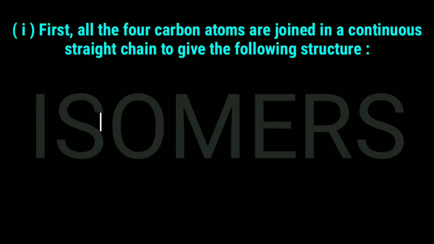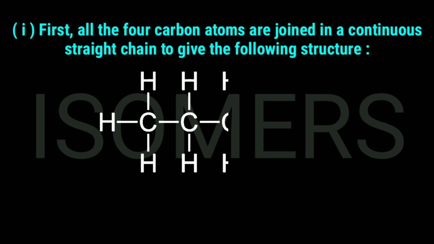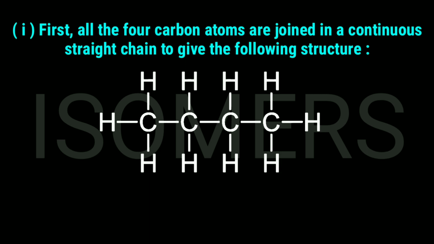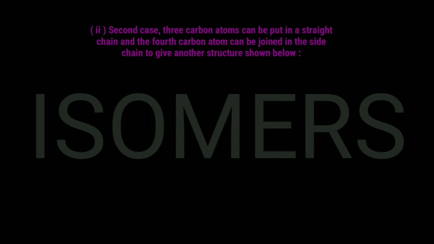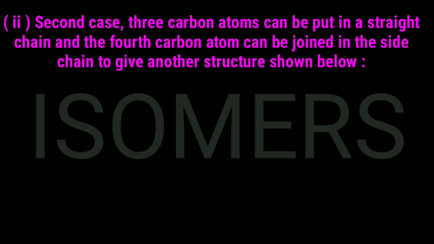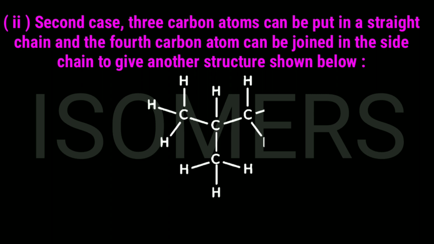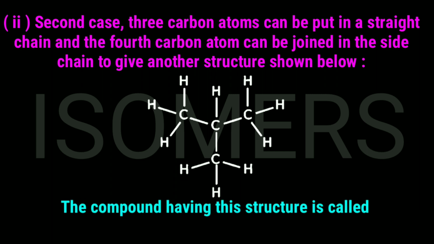First, all the 4 carbon atoms are joined in a continuous side chain to give the following structure. This structure represents the compound normal butane, which is written in short form as N-butane. In the second case, 3 carbon atoms can be put in a side chain and the 4th carbon atom can be joined in the side chain to give another structure shown below. The compound having this structure is called isobutane.